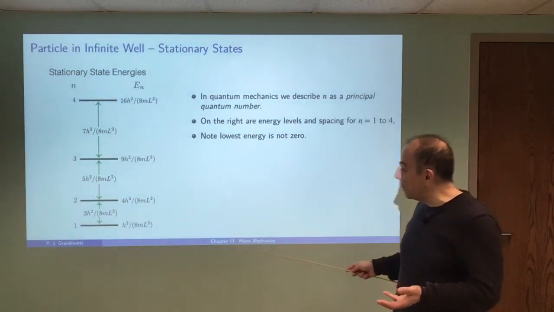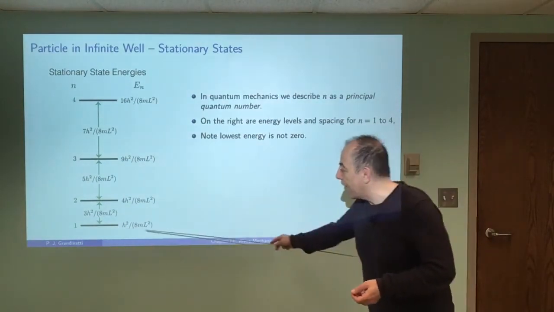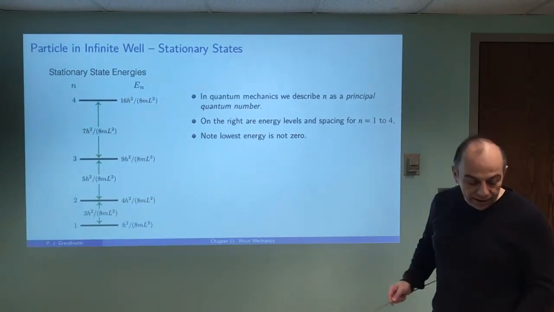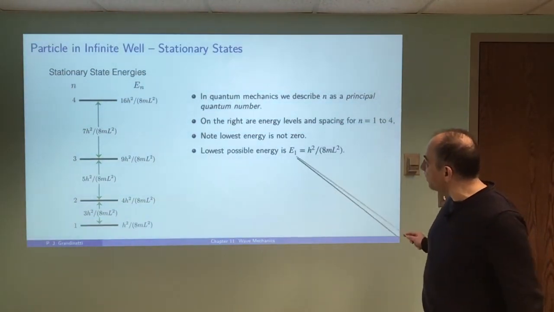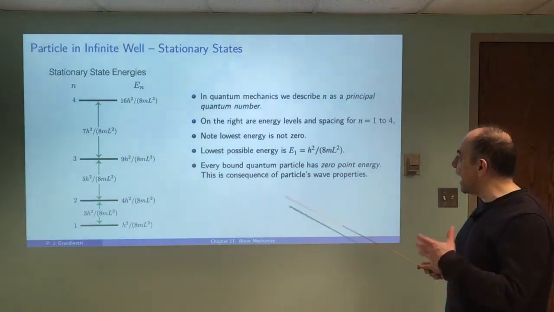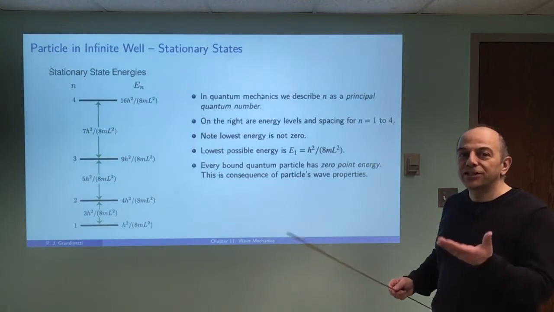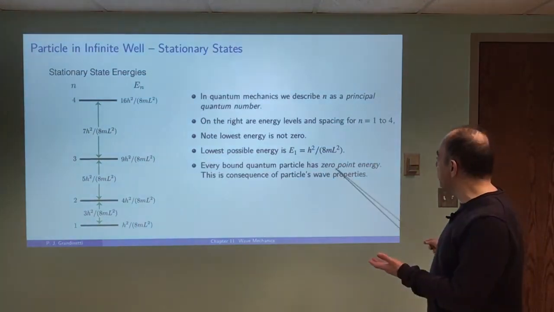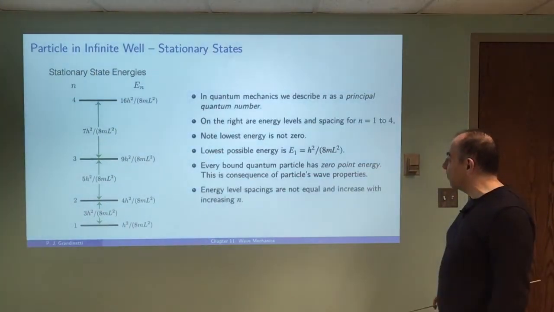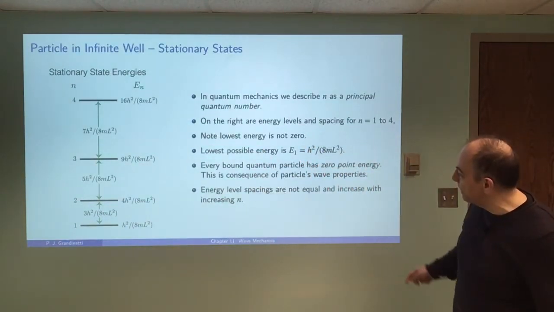Whereas in this quantum mechanical problem, the lowest energy is not zero. It's actually some value of h squared over 8m L squared. And that's a consequence of the wave-like property associated with the particle. This lowest energy is called the zero-point energy. This happens for every bound quantum state: you can't get to zero energy like you would in a classical system. There's always, in a bound system, some zero-point energy, and this is a consequence of the particle's wave properties. You also see that the spacing of these energy levels is increasing with n in this picture here.